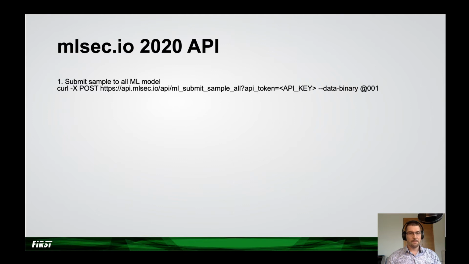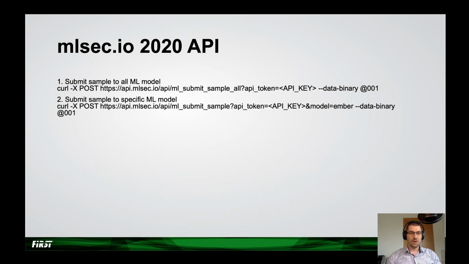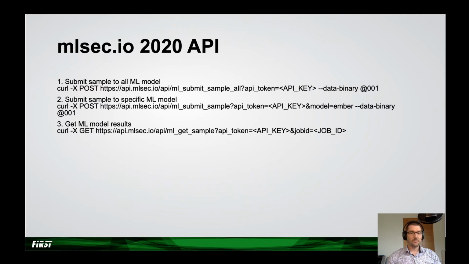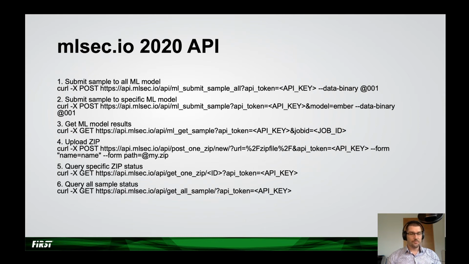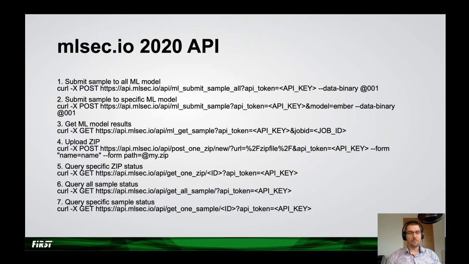We also have an API. So for example, if you only want to submit your model and analyze it with all the ML models, then you can use this API request. If you only want to submit it to one specific model, because you already know how to bypass the others, then use this endpoint. You can get the results here. You can also upload your final zip file for a whole analysis and to be checked in the sandbox. Query the status of your submission, or also query all samples you have submitted or just a specific sample.